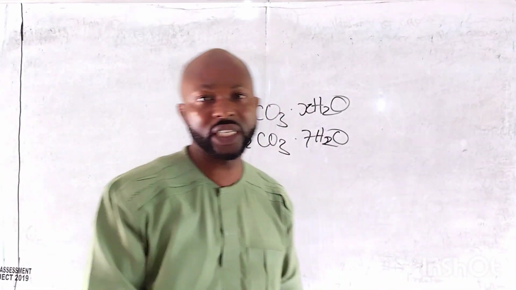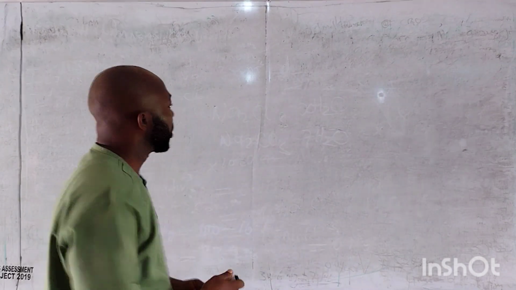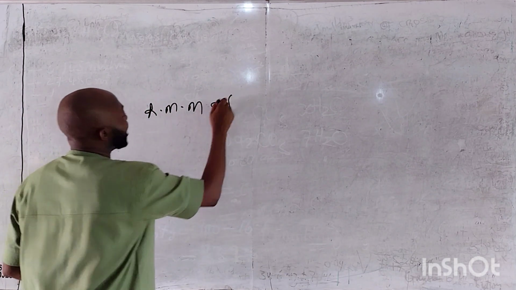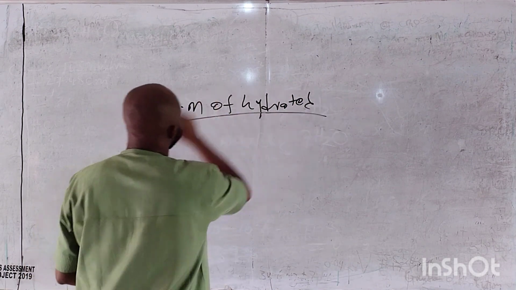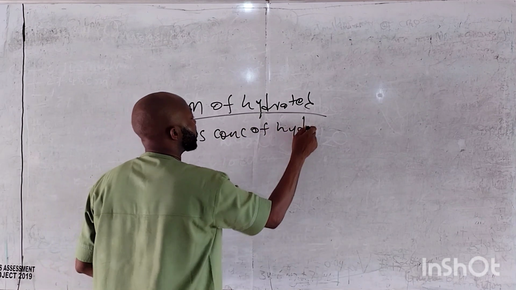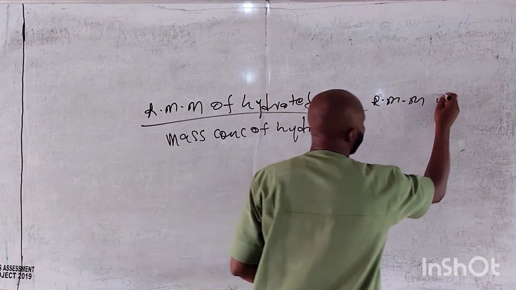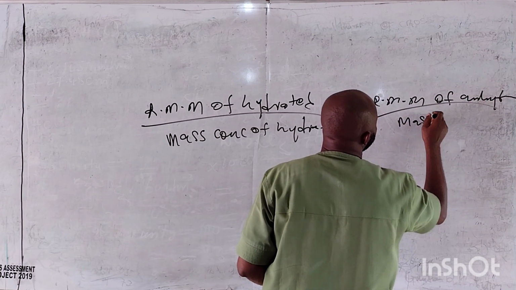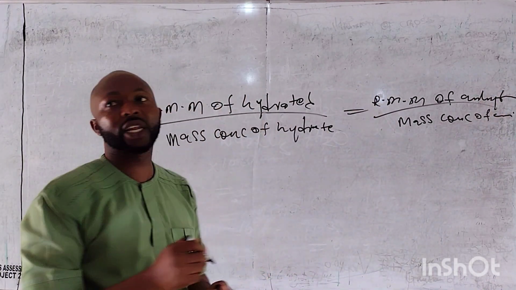Let's take, for example, this is our formula for water of crystallization. We say that the relative molecular mass of the hydrated compound over the mass concentration of the hydrated is equal to the relative molecular mass of the anhydrous over the mass concentration of the anhydrous. Now, I have to explain the hydrated and the anhydrous.